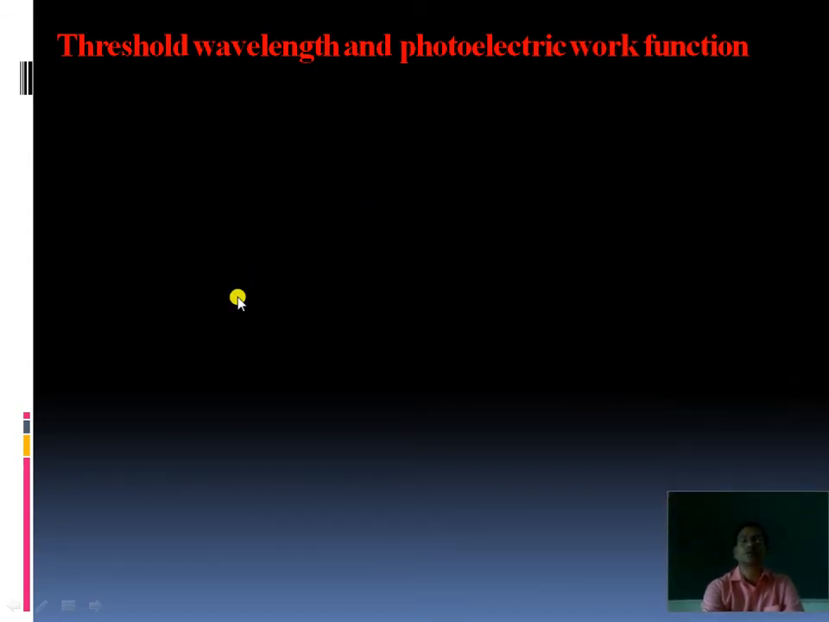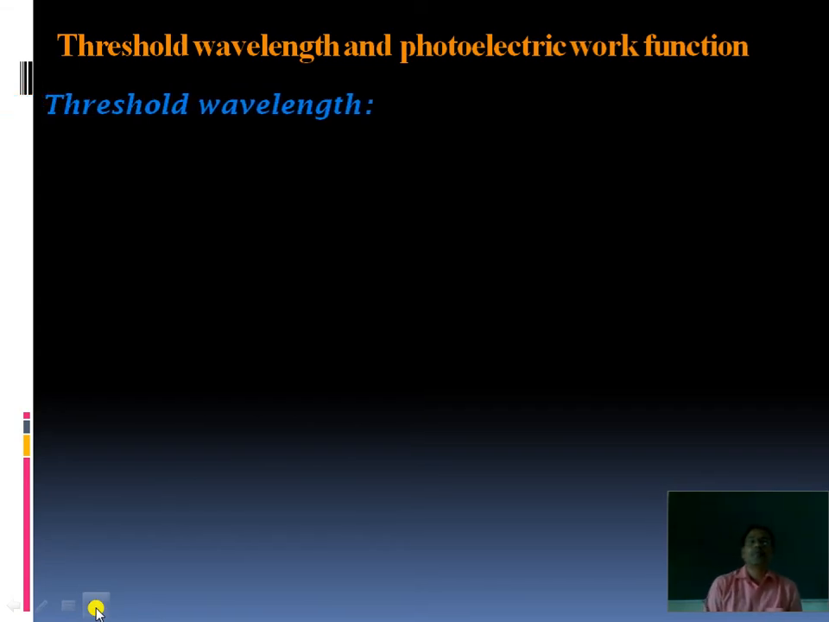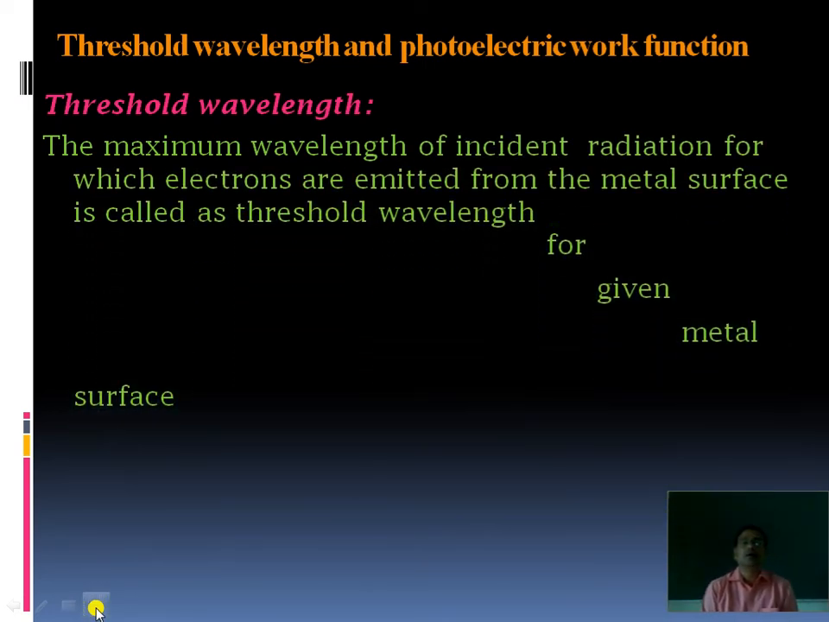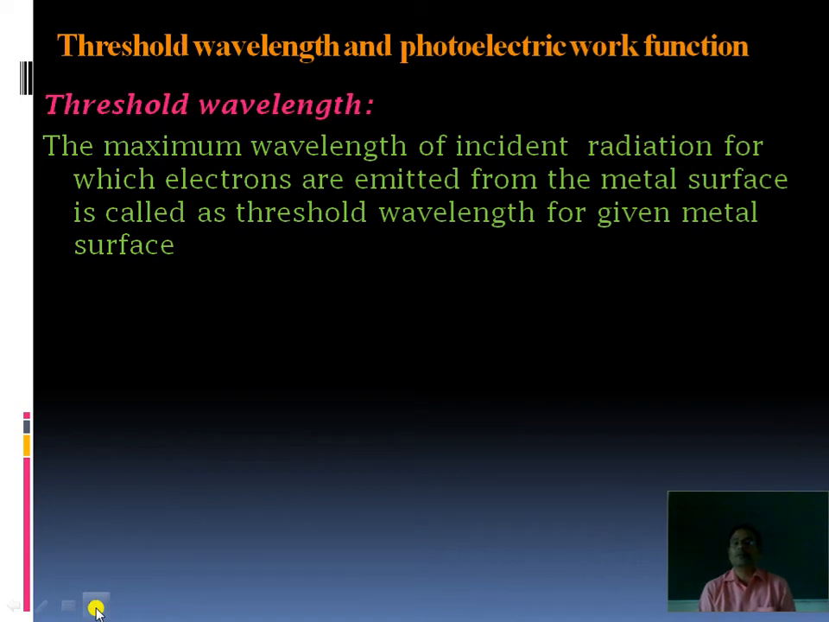So the first one, or we can say the fourth one, is threshold wavelength. See here, the maximum wavelength of incident radiation for which electrons are emitted from the metal surface is called the threshold wavelength for the given metal surface. Before that, we defined threshold frequency. Threshold frequency was the minimum frequency of incident radiation for which photoelectrons are emitted from the metal surface.